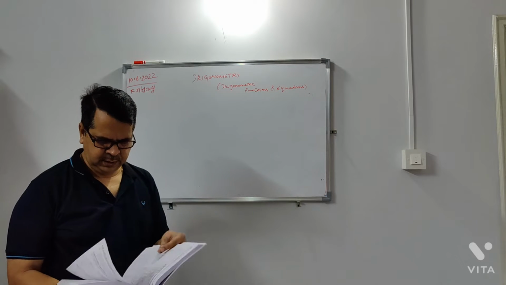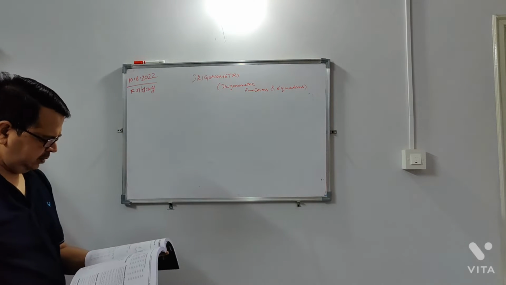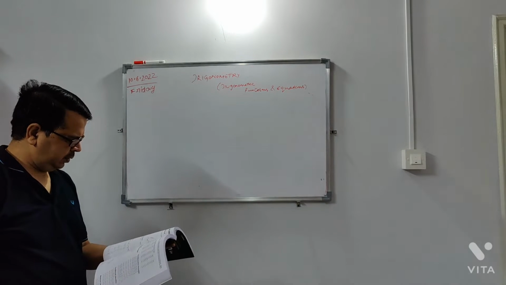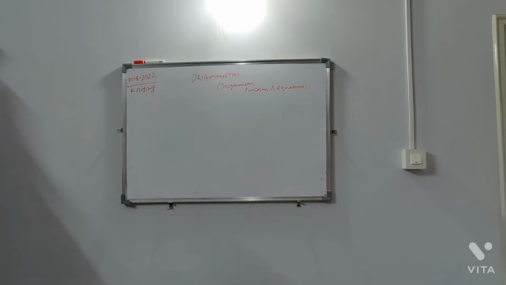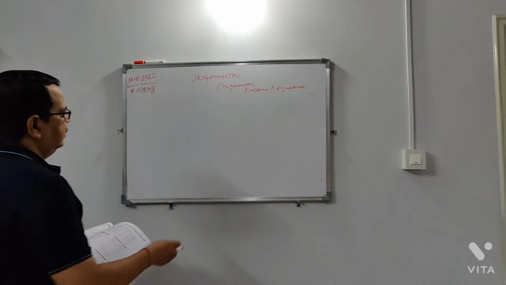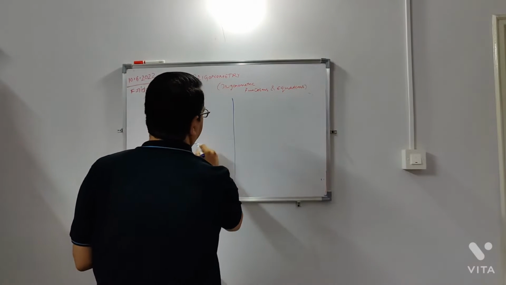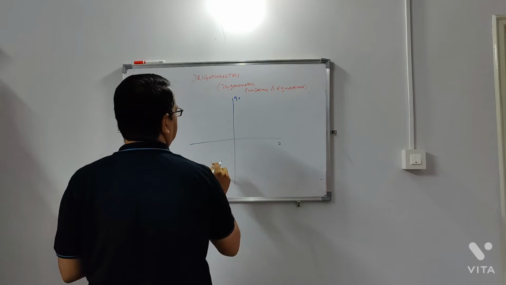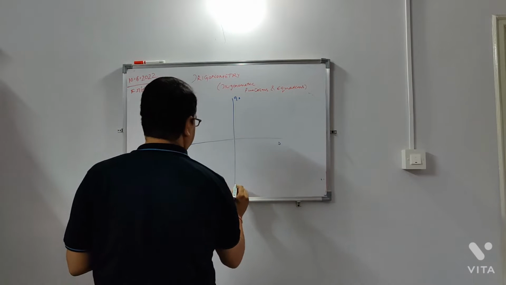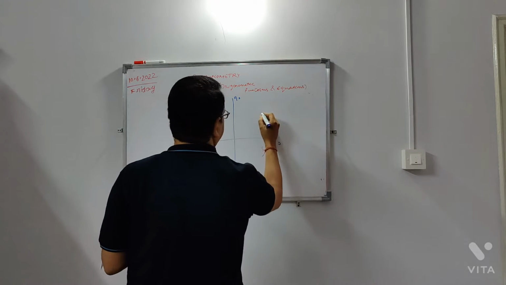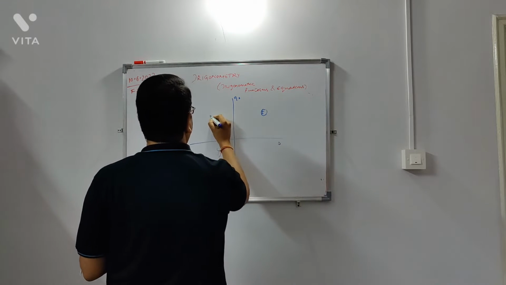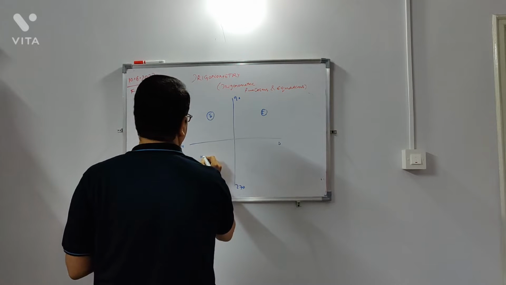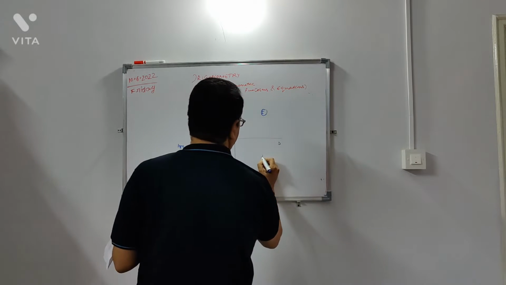Things on trigonometry. This is very important to remember. Let us say these are my 4 quadrants. This is 0 degree, this is 90, this is 180, and this is 270. This is my first quadrant, this is my second quadrant, this is my third quadrant, and this is my fourth quadrant.